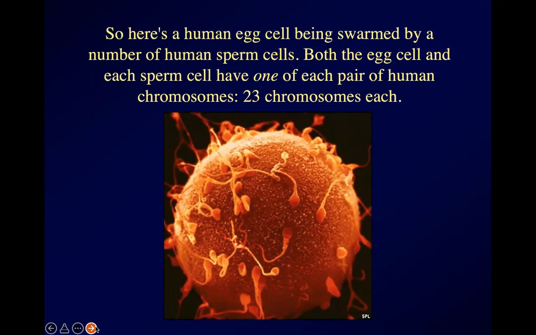Both the egg cell and the sperm cell have one of each pair. So one of each of 23 pairs of chromosomes. So the egg and sperm both contain 23 chromosomes each.